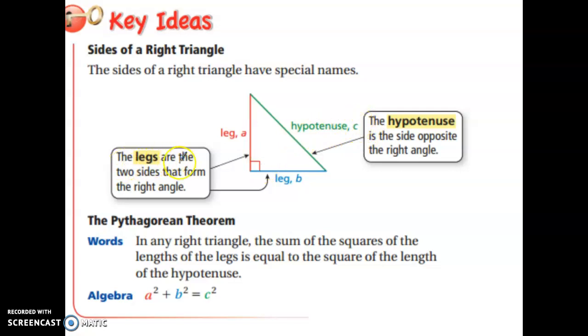Then it says the legs are the two sides that form the right angle. So you have leg A and leg B. The Pythagorean theorem. In words, in any right triangle, the sum of the squares of the lengths of the legs is equal to the square of the length of the hypotenuse. Algebraically, it's simply a squared plus b squared equals c squared.